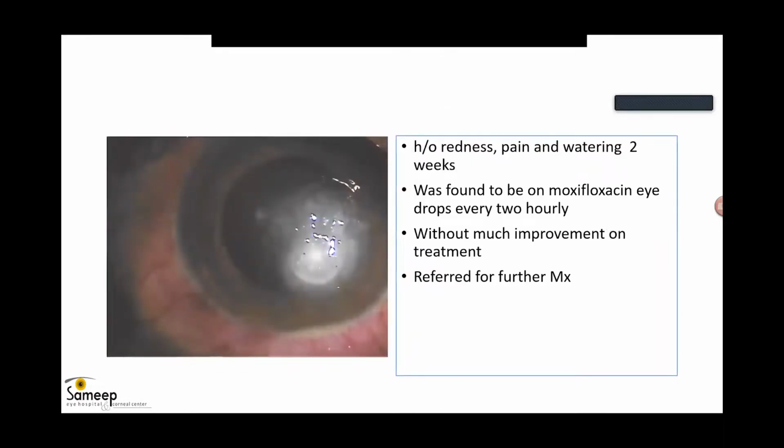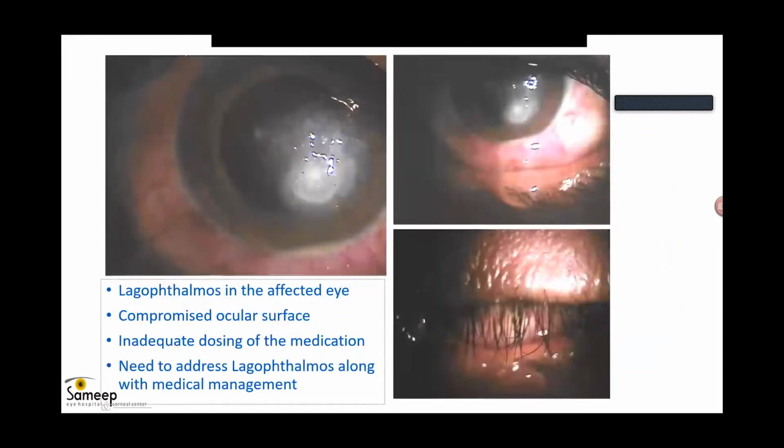So this is another case who presented with a history of redness, pain, and watering 2 weeks prior. He was on moxifloxacin eye drops every 2 hours without much improvement, and he was referred to us for further management. You can see a nice infiltrate, surrounding edema, a lot of Descemet's folds, and a small hypopyon there. But if you look at the history, he was working in a chemical factory, so he had exposure to chemical fumes as well. And when we examined him, on gross examination, he had lagophthalmos. So probably that was the reason why his ulcer was not responding despite the intensive medical management.